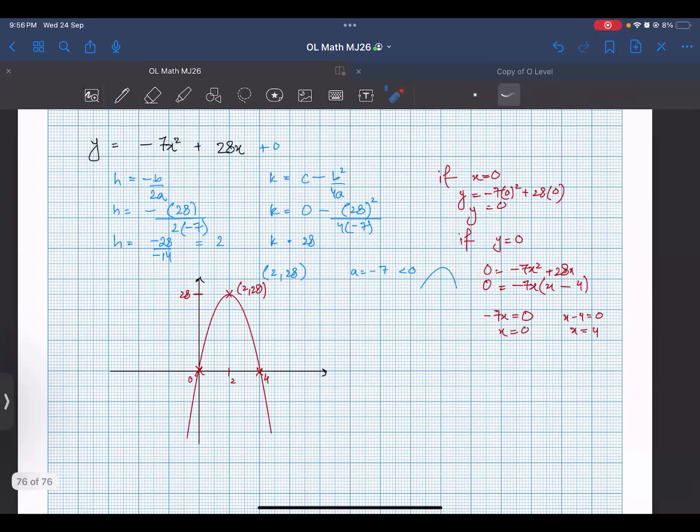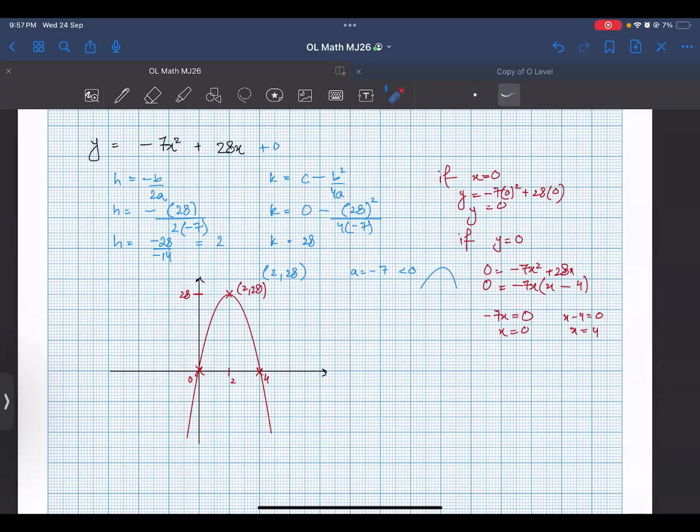-7x² + 28x. First of all, you started with the turning point. Find the turning point using the two formulas for h and k. So you found h comes out as 2 and k comes out as 28. Then you move on to the y-intercept. Look, for the y-intercept, I told you your x is 0. So input the value of x as 0. So the answer comes out as 0. So when your x is 0, your y is also 0. So this is the point that it will pass through.